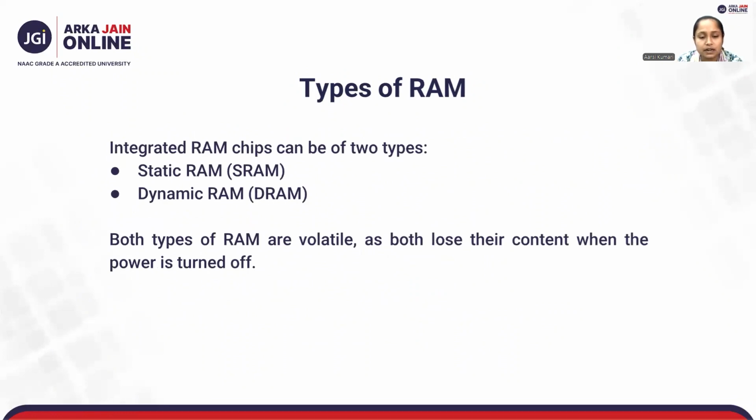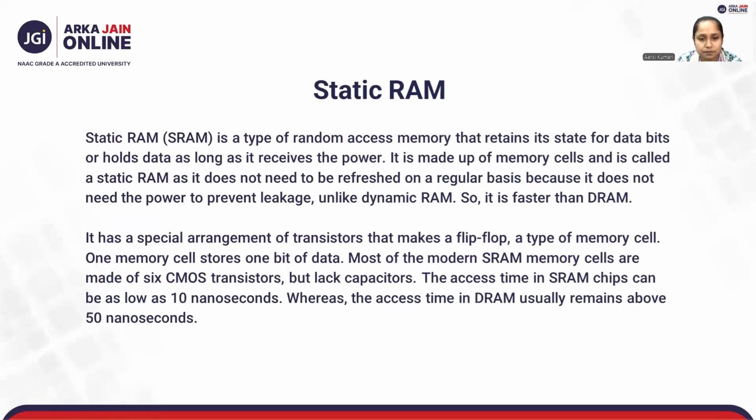Types of RAM. Integrated RAM chips can be of two types, static RAM and dynamic RAM. Both types of RAM are volatile, as both lose their content when the power is turned off. Static RAM. Static RAM is a type of random access memory that retains the state of a data bit, or holds data, as long as it receives power. It is made up of memory cells and is called static RAM as it does not need to be refreshed on a regular basis because it does not need power to prevent leakage. Unlike dynamic RAM, it is faster than DRAM.